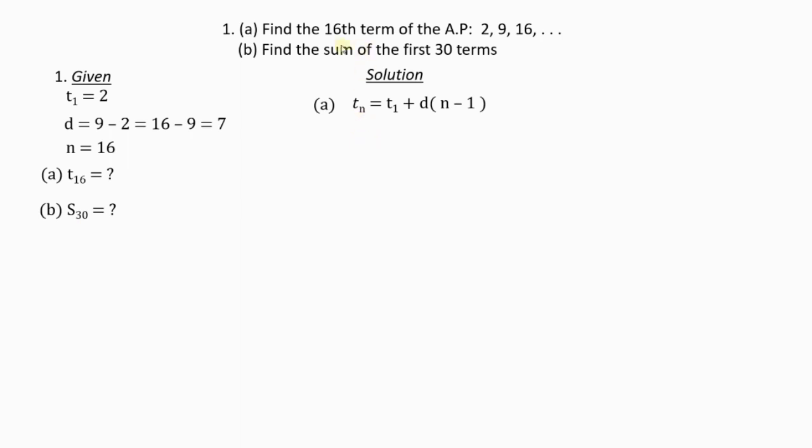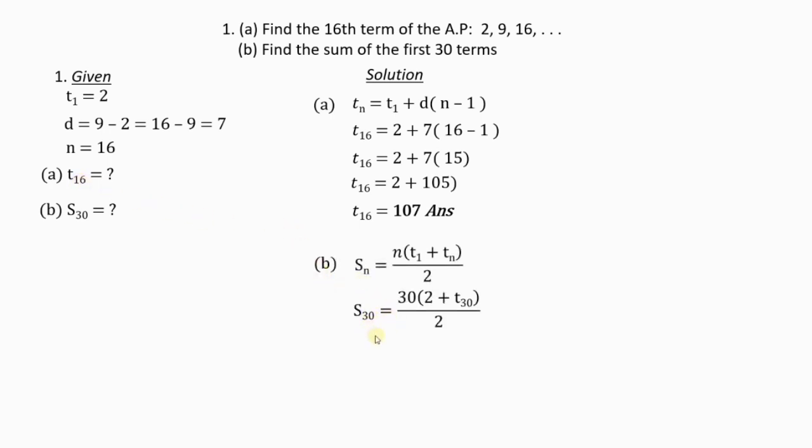Solution. Since this is an arithmetic progression, the equation is Tn equals T1 plus D into n minus 1. Our Tn is unknown. So we have T1, which is 2, D is 7, n is 16 minus 1. 16 minus 1 is 15. 2 plus 7 times 15 is 105. 2 plus 105 is 107.